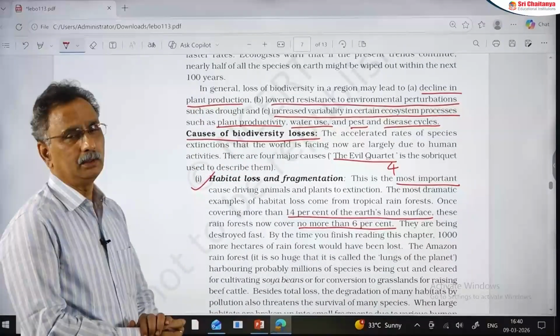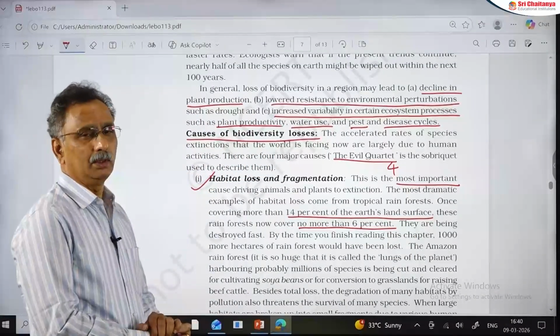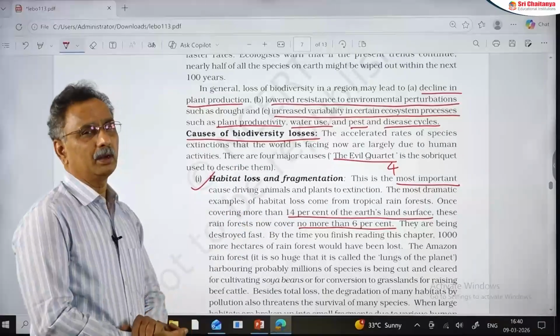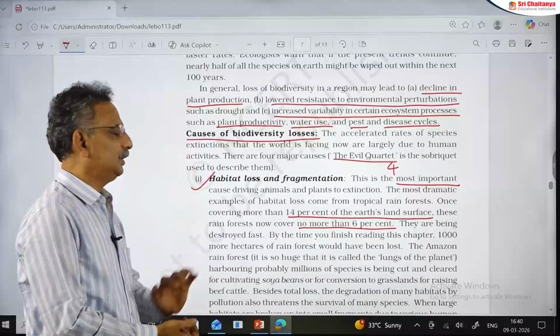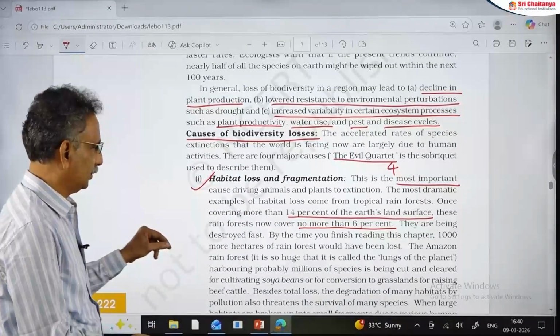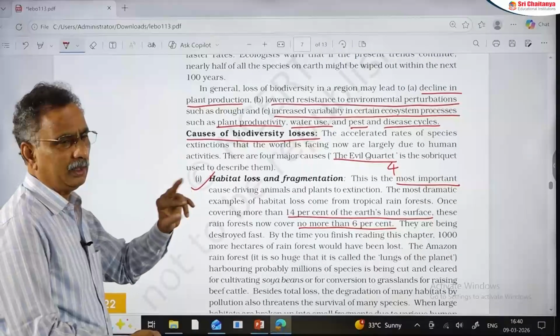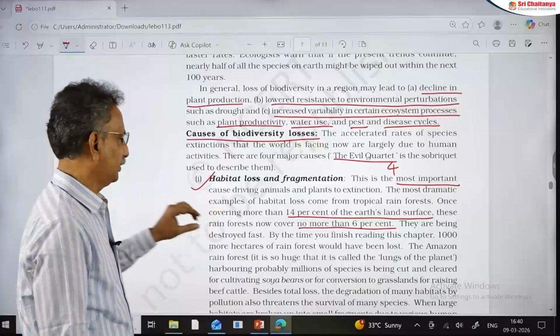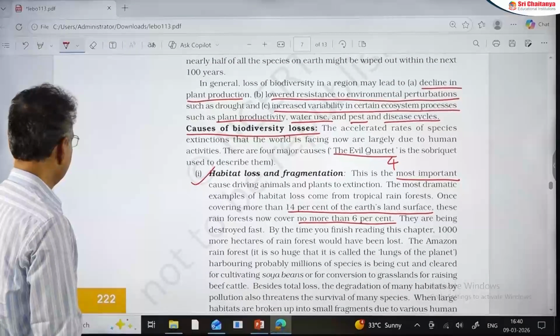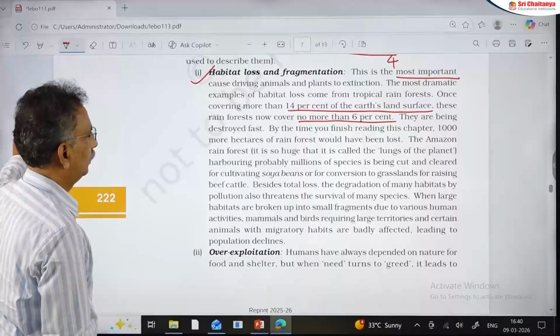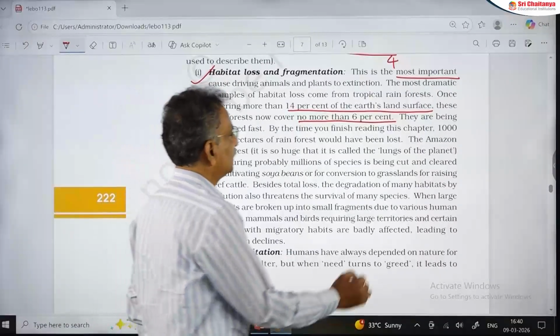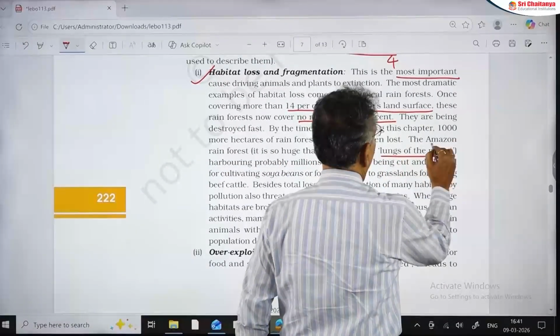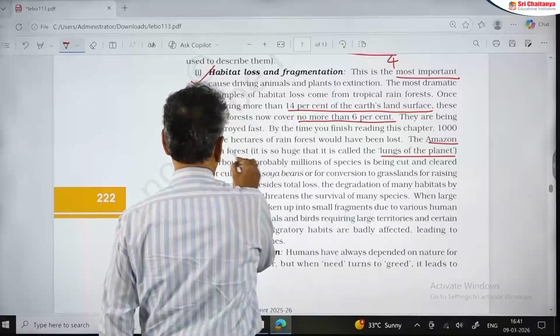Now, you can imagine how much area we have disturbed in the name of development, or whatever we call it. But how many species are becoming extinct, one has to understand, and try to remind yourself every time that tropical areas have more diversity than the temperate ones, right? So, the lungs of the planet, the Amazon rainforest.